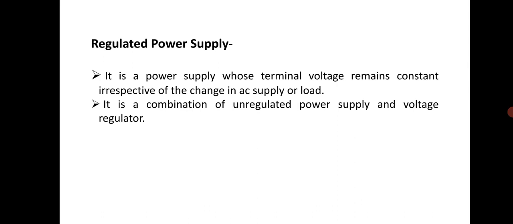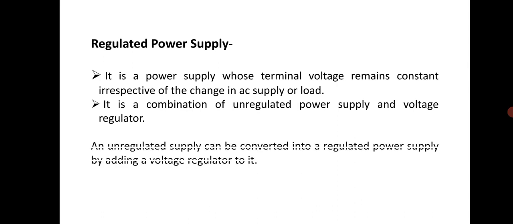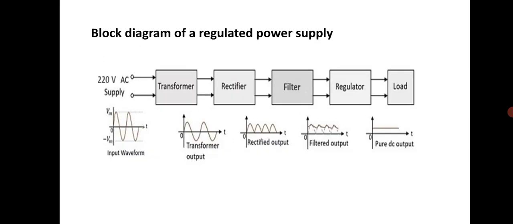Regulated power supply is actually the combination of unregulated power supply and a voltage regulator. So an unregulated power supply can be converted into a regulated power supply just by connecting a voltage regulator circuit in front of it. An unregulated power supply can be converted to a regulated power supply by applying a voltage regulator to it. This is the block diagram of the regulated power supply.